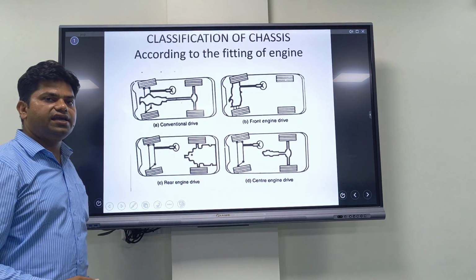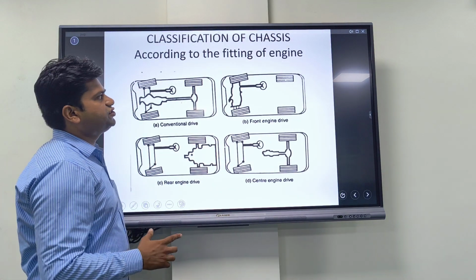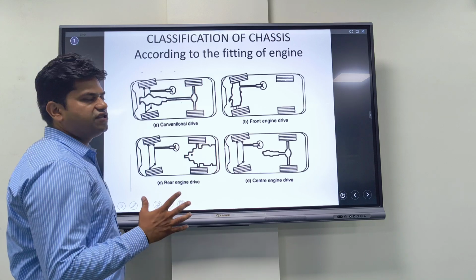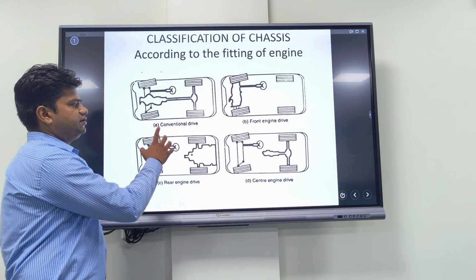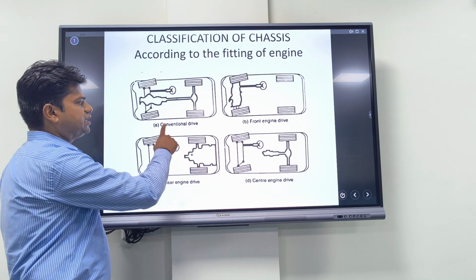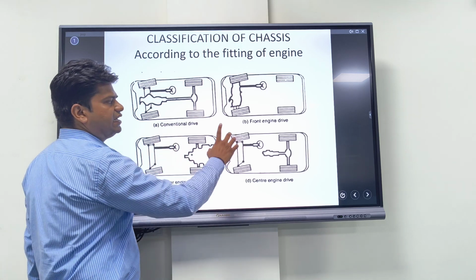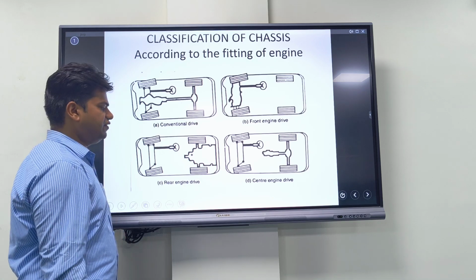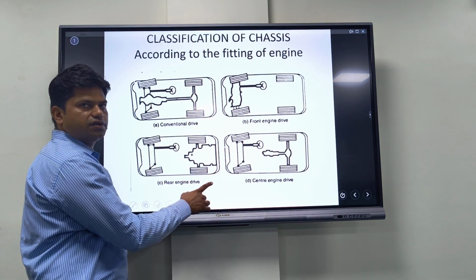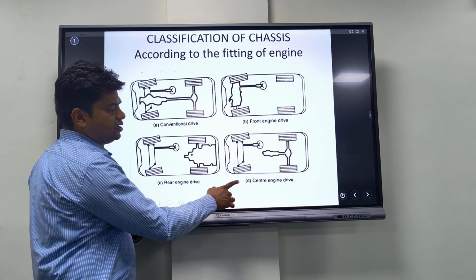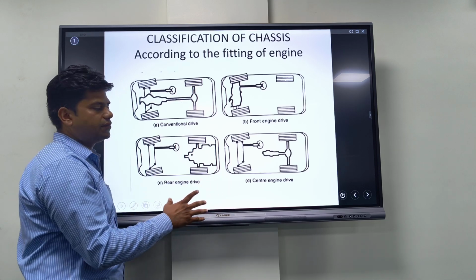The next slide is classification of chassis. There are four types of classification of chassis. The first classification is conventional drive. The second classification is front engine drive. The third classification is rear engine drive, and the fourth classification is central engine drive.